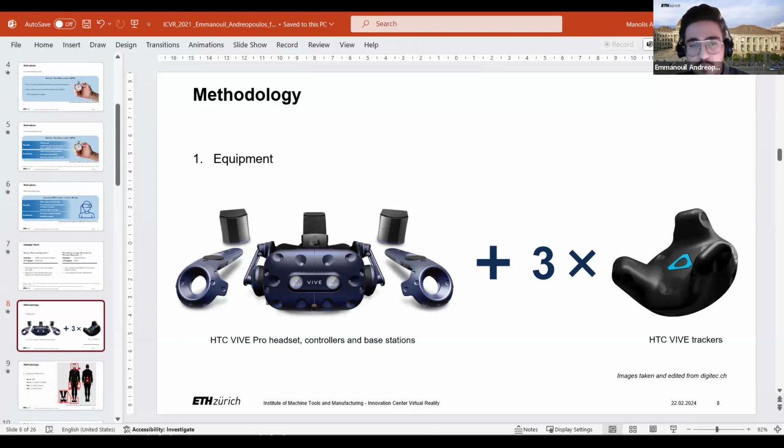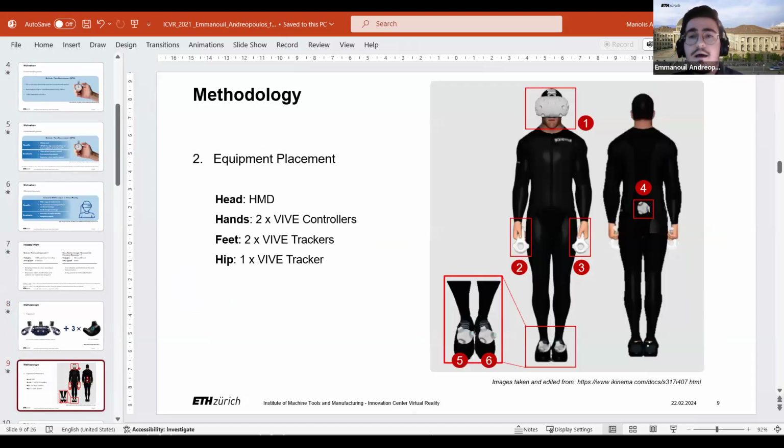This is the HTC Vive Pro headset, the two controllers, as well as three HTC Vive trackers. These are placed on the user as we see in this slide, creating a 6-point tracking system with the two controllers placed at the hand, two Vive trackers placed on the feet of the users, one at the back, which are all equipment that are used to create the data set, to extract the data, both rotational and positional data that we use for our algorithms, and the headset, which is used to immerse the user in the virtual environment.